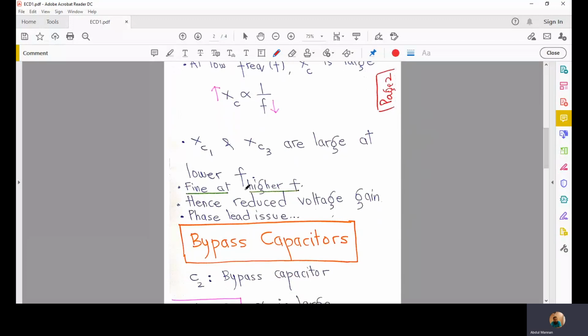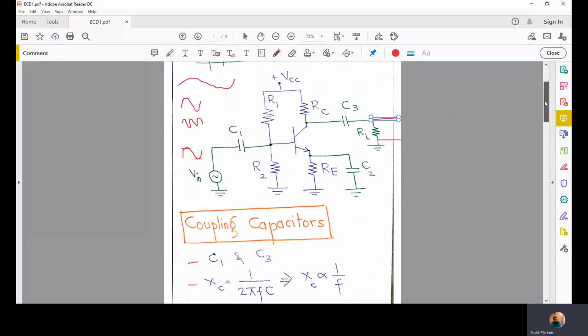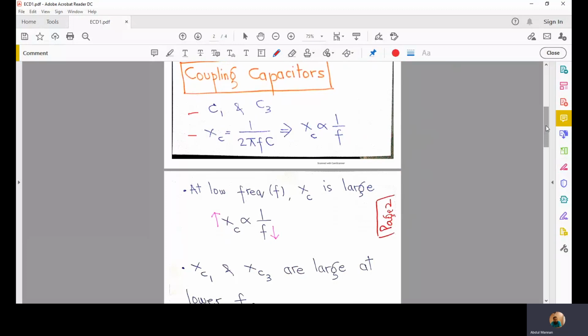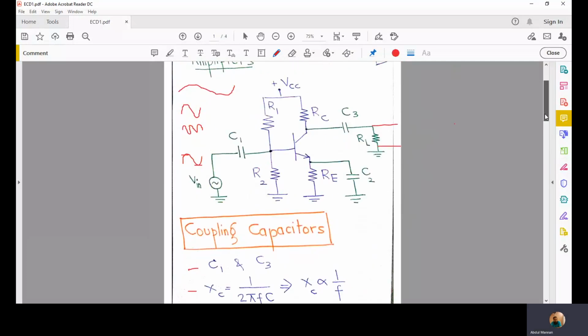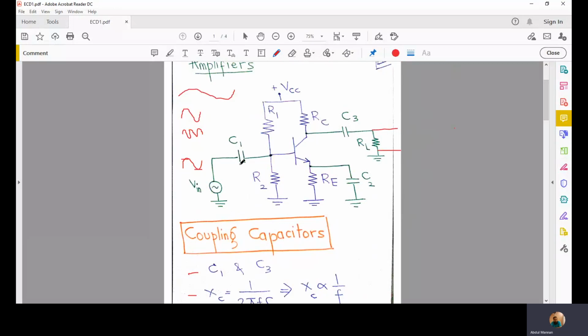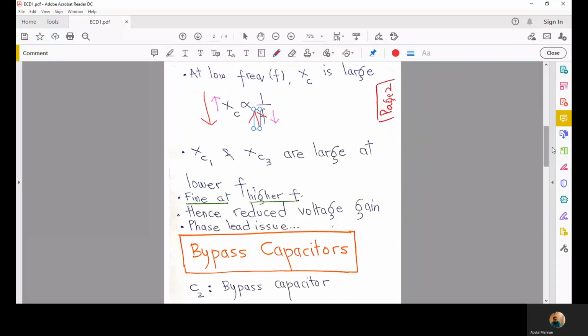But what happens at higher frequency? They are perfectly fine. Why? Because at higher frequency, if f is very large, Xc is small. If Xc is small, they offer very small impedance in series with this source and in series with this RL, and that's fine. We'll have a fairly large voltage gain at the output.